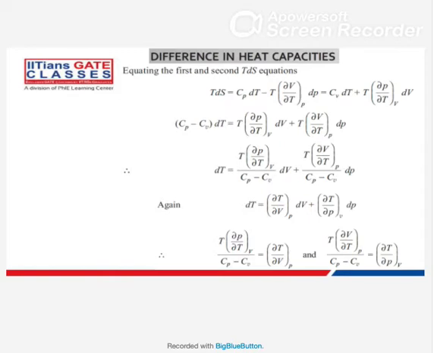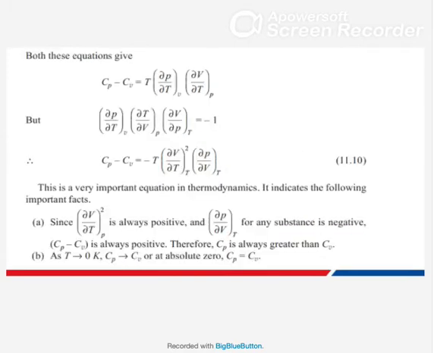Now we are going to see the difference in heat capacity. We have derived till here, after equating these two equations. Now let's see what the individual terms indicate. If you solve both the equations, Cp minus Cv equals T dou P by dou T at constant volume times dou V by dou T at constant pressure. Now we also have a mathematical relation.